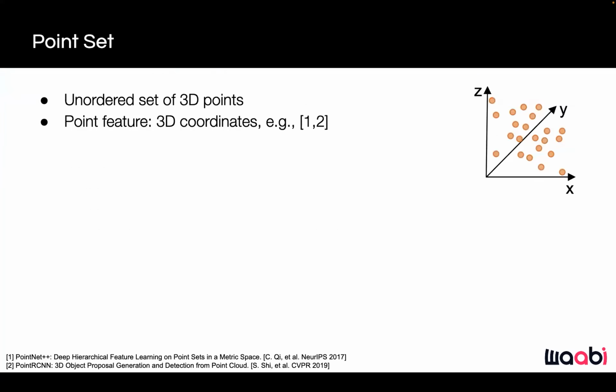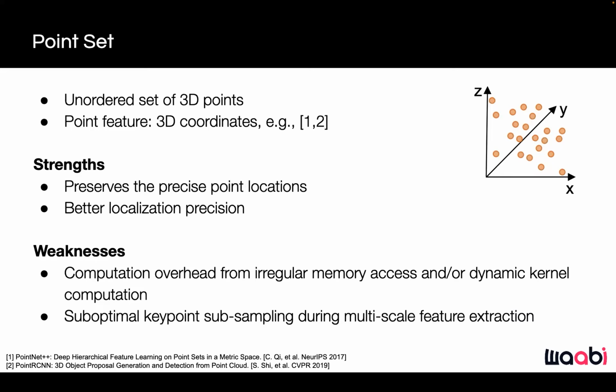Previously introduced representations all discretize the irregular point clouds into regular 2D or 3D grids. We can also use the raw representation as an unordered set of 3D points, where the 3D coordinates can be used as a point feature. We then apply point-based neural networks for feature learning. Point set representations avoid the discretization error by preserving the precise point locations, often leading to better object localization.